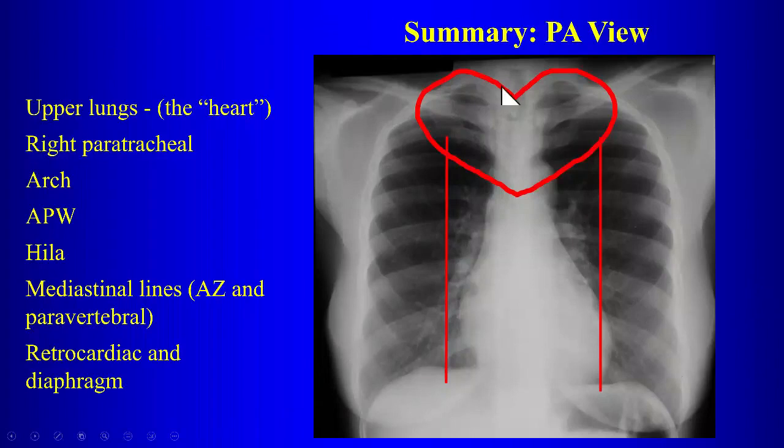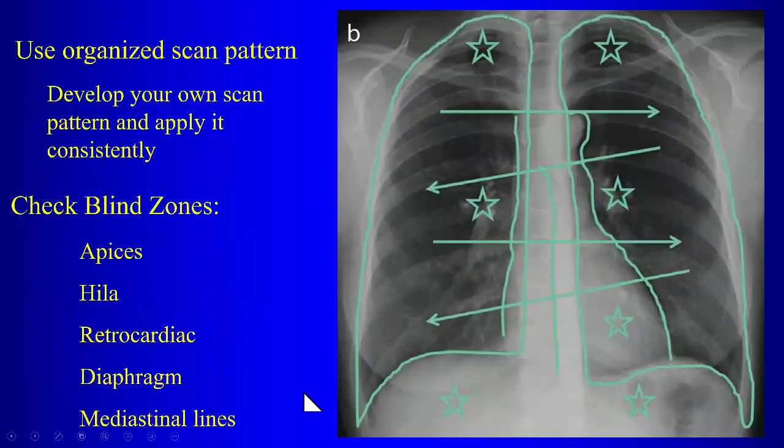So in summary, these are the areas you want to pay close attention to. This part up here, you want to look for symmetry, right paratracheal line, look at the aortic arch, the AP window, the azygoesophageal line, paravertebral line, the diaphragms, the retrocardiac region. It's important to develop an organized scan pattern when you're looking at the chest. Develop a scan pattern that you use and use the same one. I would advise you to use the same one on all your x-rays.